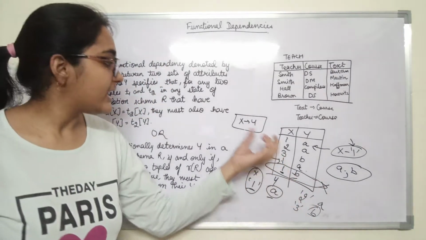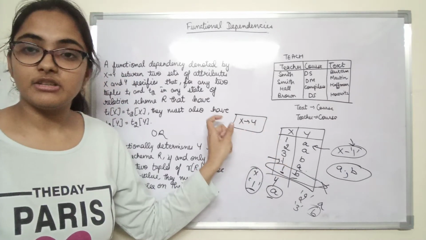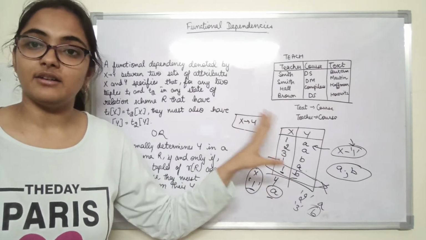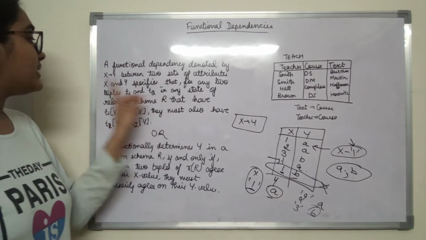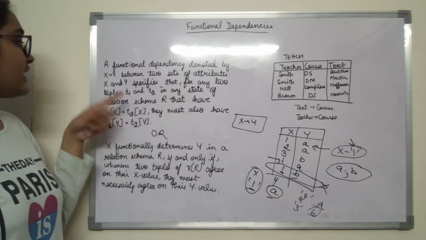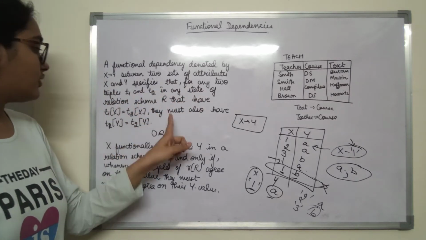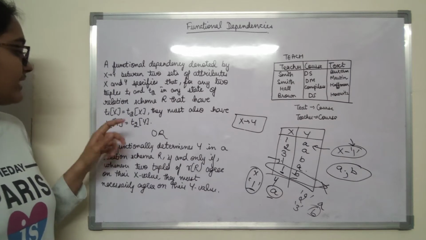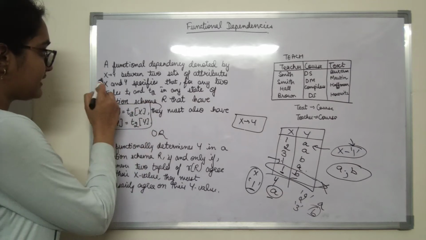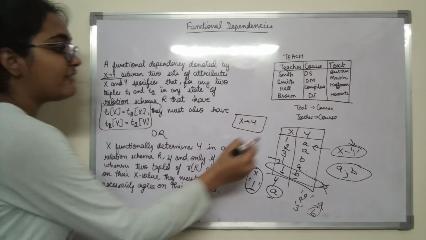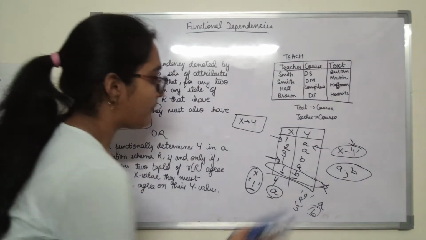If I say that X determines Y holds on this particular relation schema, then it means that given the value of X, I can uniquely determine the value of Y. That is what is written: a functional dependency X determines Y between two sets of attributes X and Y specifies that for any two tuples t1 and t2 in any state of the relation schema that have t1 of X equal to t2 of X must also have t1 of Y equal to t2 of Y. What it means is, whenever we say that X determines Y, it says that if we have two tuples, let us say this tuple is not a part.